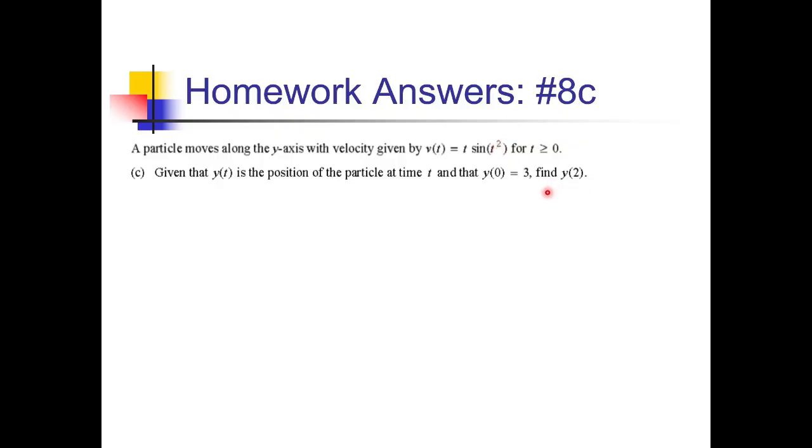In general, I'm going to say y of 2 is going to equal y of 0, or 3, plus the integral from 0 to 2 of v of t dt. So that'll give us the total change in position from times 0 to 2. And at this point, this is a calculator question, so I'm going to plug all this in my calculator.